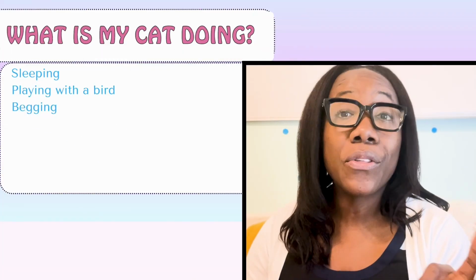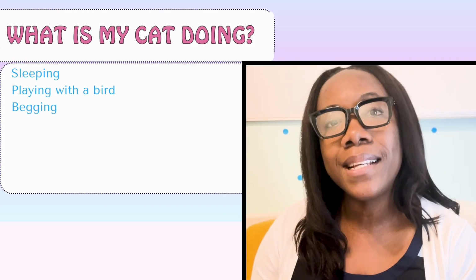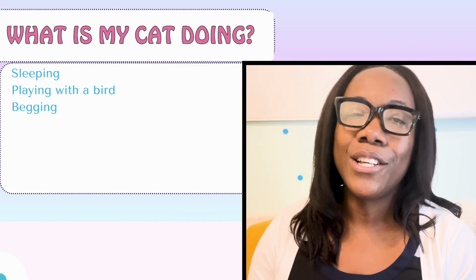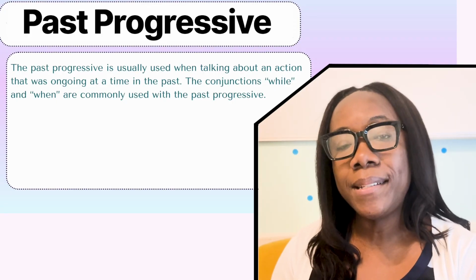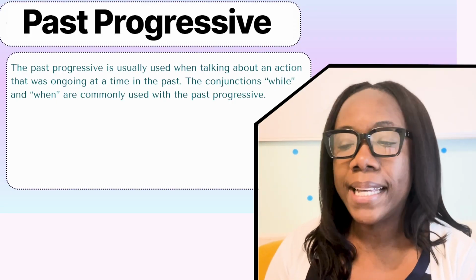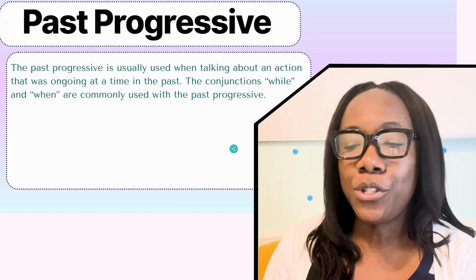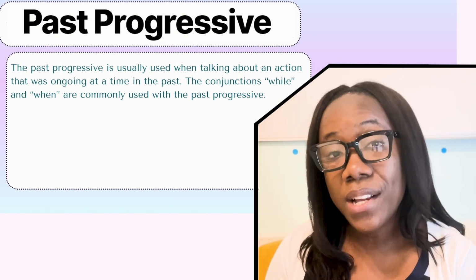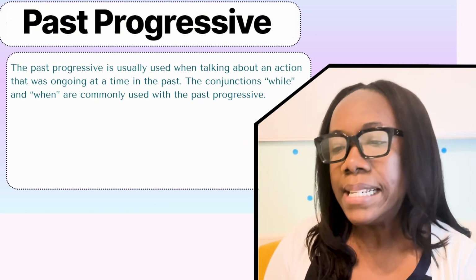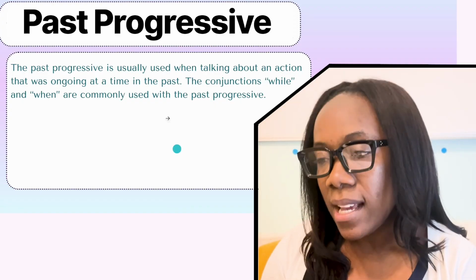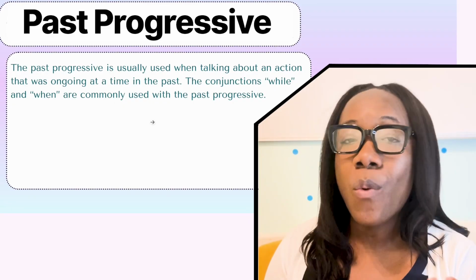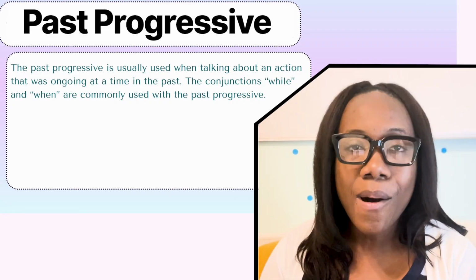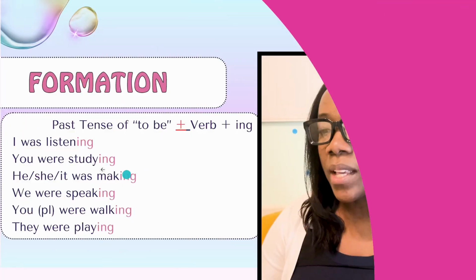All right, so those are 3 examples of the present continuous in use. Let's now talk about the past progressive or continuous. And the past progressive is used when talking about an action that was ongoing in the past. We typically use the conjunctions while and when we're talking about the past progressive.